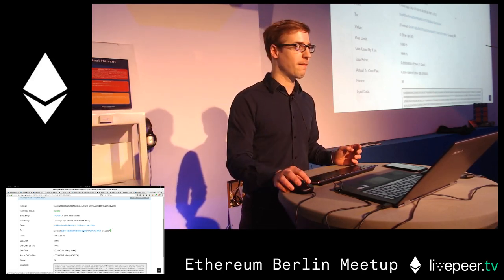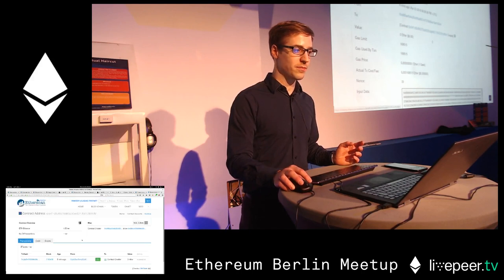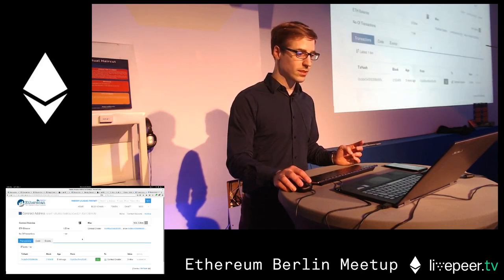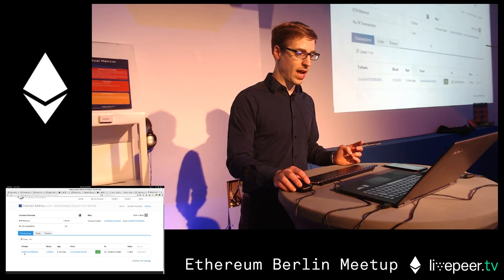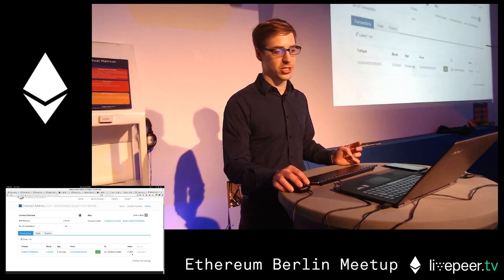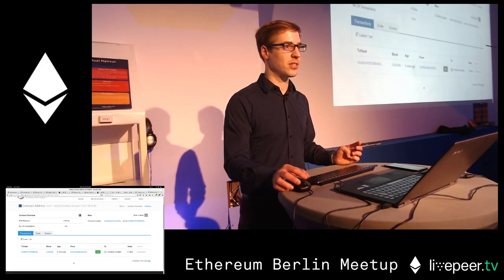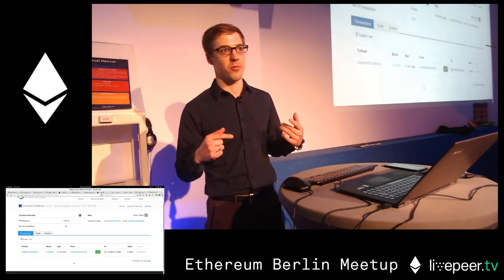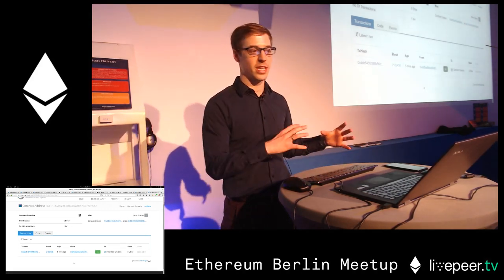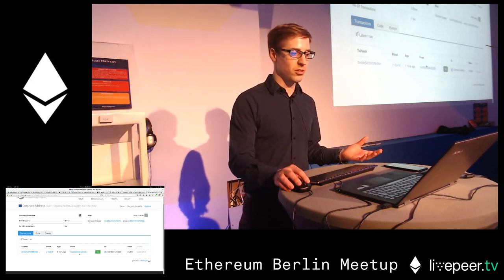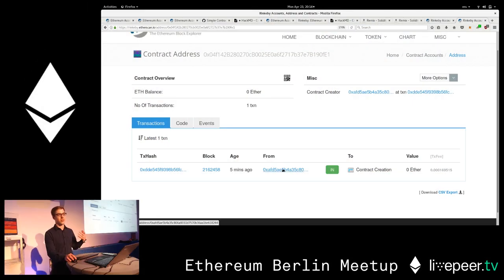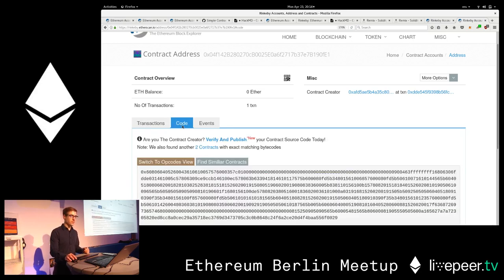Okay, now you click on the contract address. And you see a transaction, so the creation transaction of the contract. You see who created it. So as I said earlier, every transaction, every message in Ethereum always has a sender. It's always authenticated. And even the contract creation has a kind of origin. Okay, now you click on the code tab. And then on verify and publish.